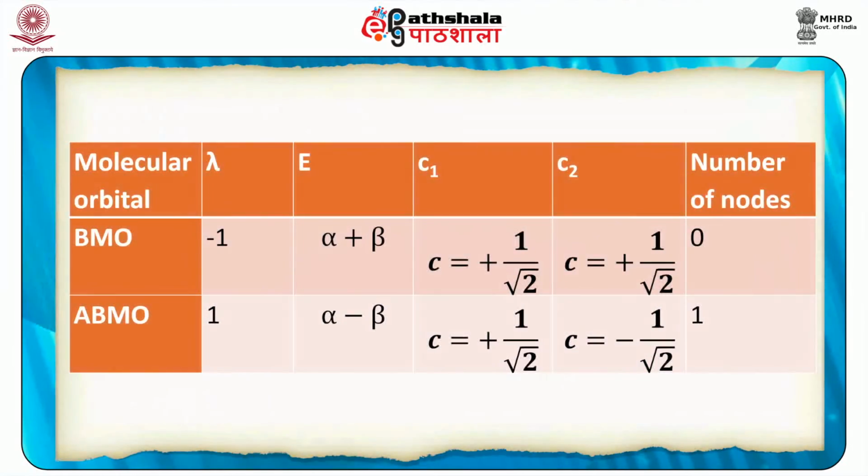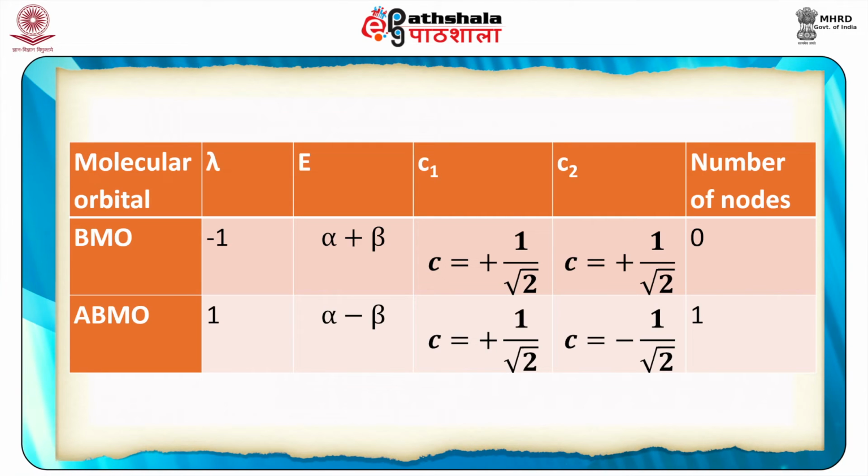Now the results of our calculations for ethylene molecule have been summarized in this table. As you can see from this table, for the bonding molecular orbital, lambda was equal to -1 and the corresponding energy of the pi molecular orbital is alpha plus beta. And the corresponding values of C1 and C2 both are equal to 1 upon under root 2. And there is no node. That means, as you can see, there is no node in this. Both are having a positive coefficient C1 and C2.